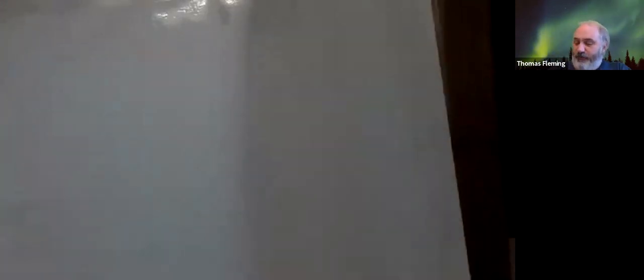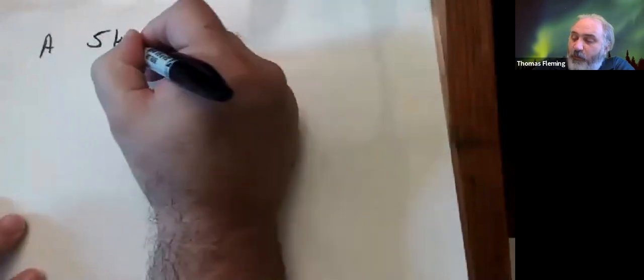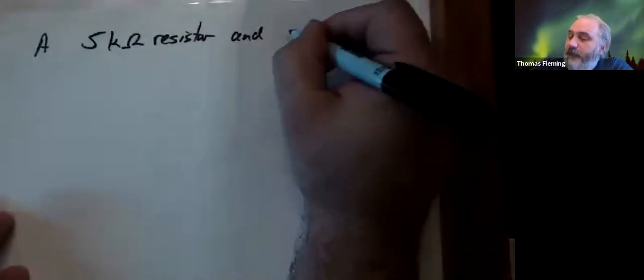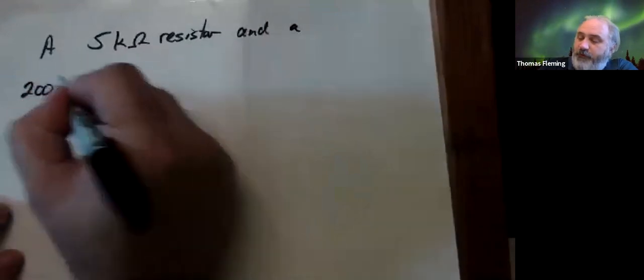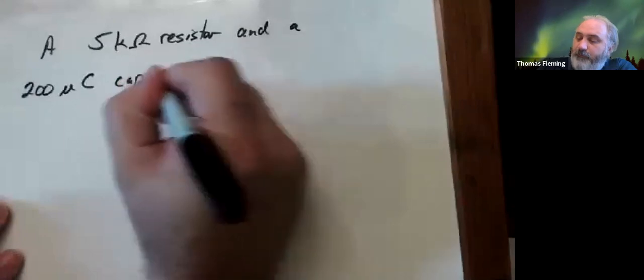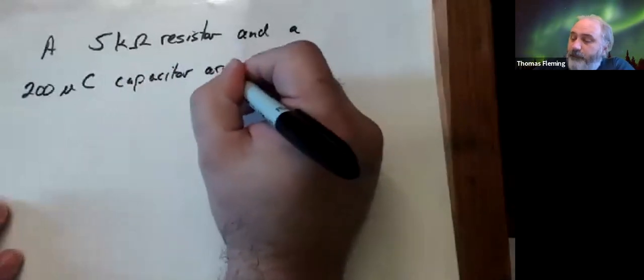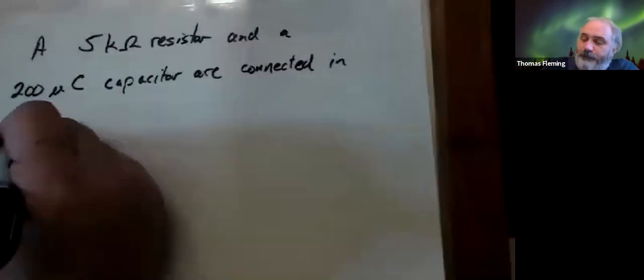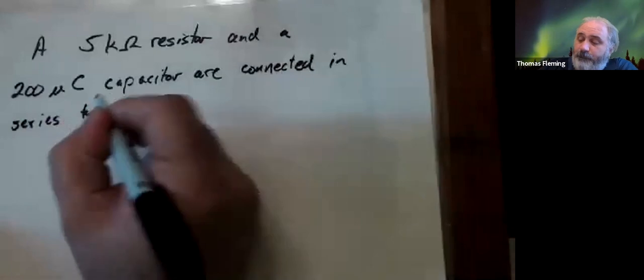So imagine that I've got an RC circuit and I tell you that I've got, let's say, a 5 kilo ohm resistor, and a 200 microfarad capacitor are connected in series to an unknown battery.